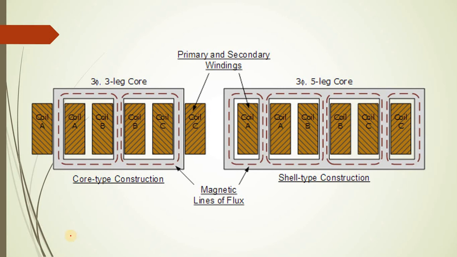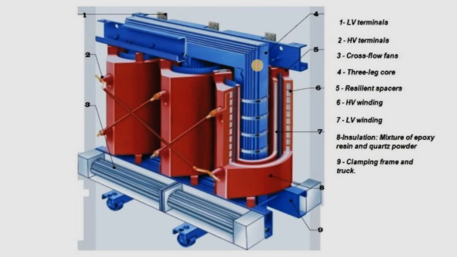Next, in this figure you can see the 3-phase 3-leg core type transformer, and this is the 3-phase 5-leg core type transformer. Here the winding will surround a considerable part of the core, and in this one the core will surround the outer part of the winding. That type is called a shell type transformer. Here you can see the magnetic lines of flux.